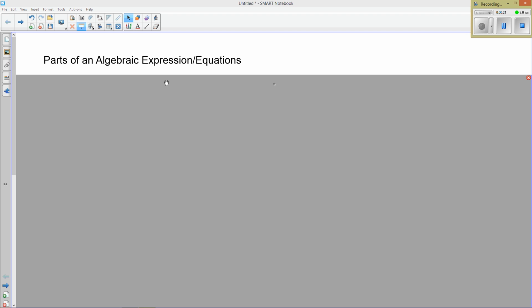Expressions do not have equal signs, so you may want to write that down on the side, like a definition. An expression does not have an equal sign, an equation has an equal sign.